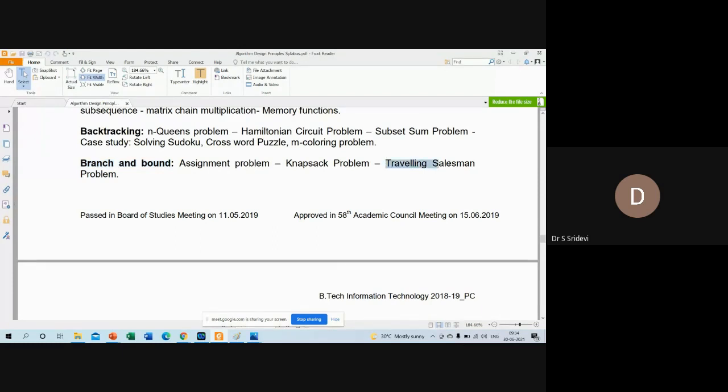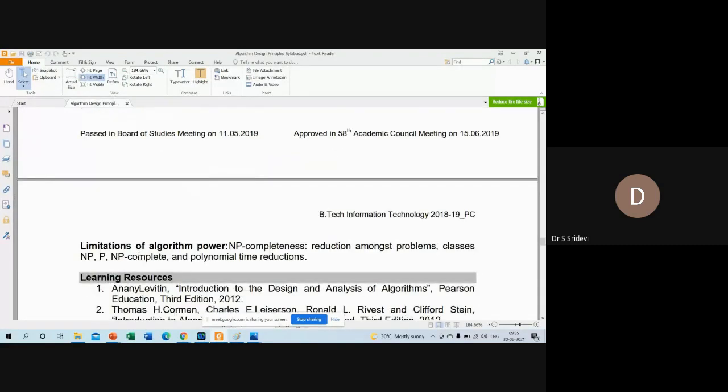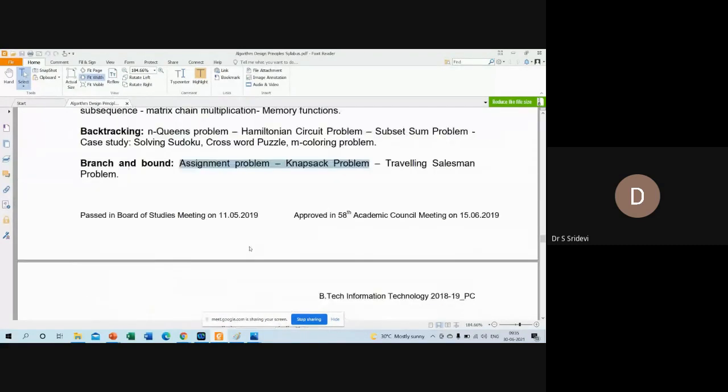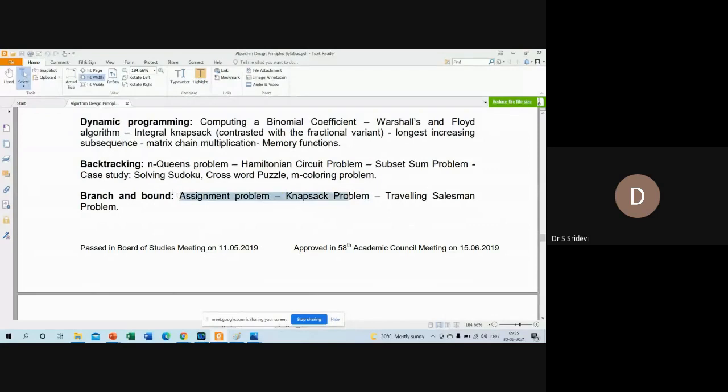So already we have discussed the traveling salesman problem. In today's class, we will discuss Knapsack followed by the assignment problem. Then we will enter into the last module, that is NP complete. Before that we will complete these 2 problems.